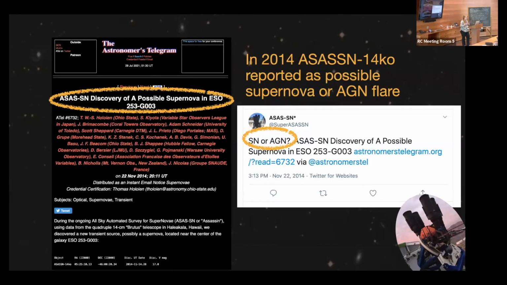At that time, there was a follow-up spectrum taken. There was a blue continuum and hydrogen emission lines. So it was tentatively classified as a core collapse supernova, but very close to the nucleus, because this is very clearly a nuclear transient. But it was also acknowledged that this was within a known AGN. So it was stated that it could possibly be an AGN flare. It's definitely not any type of explosive transient, such as a supernova, because these flares kept happening.